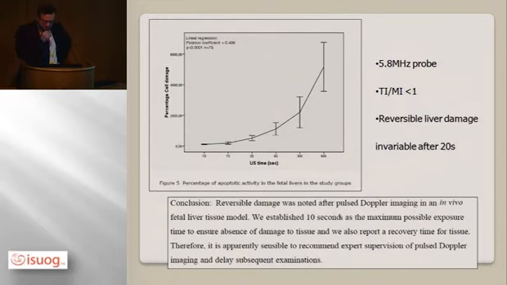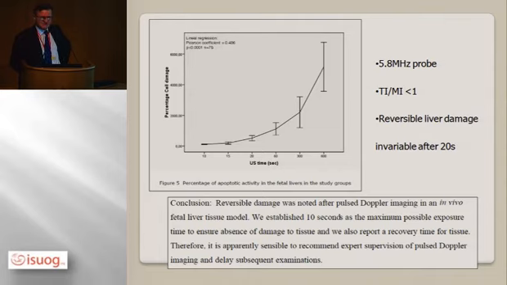And what did they find? They showed very significantly that the longer the ultrasound time while measuring the ductus, the higher the apoptotic rate, so the higher that cells were dying in the liver. And that was related exponentially, actually, to ultrasound time, very clearly. And they said reversible damage was noted after pulse Doppler imaging in an in vivo fetal liver tissue model. 10 seconds was the maximum exposure time to ensure absence of damage, and I think it was 20 seconds. After 20 seconds, you invariably got damage. So that's an important study.